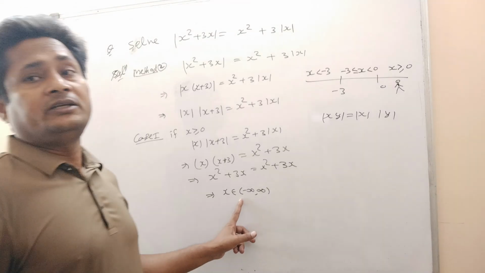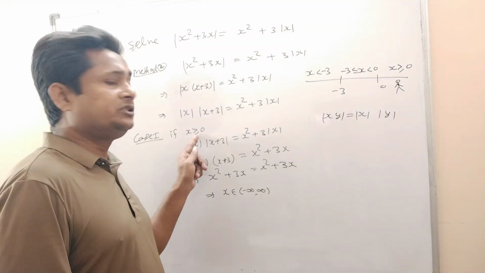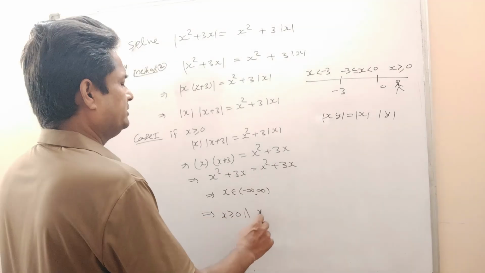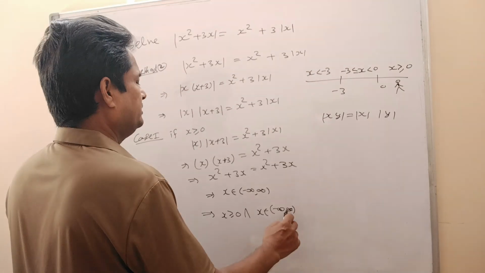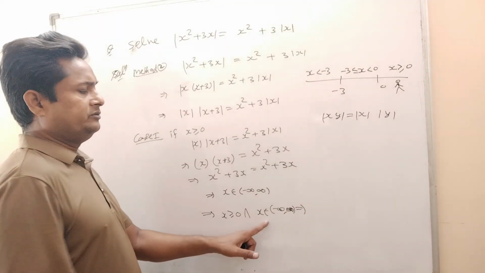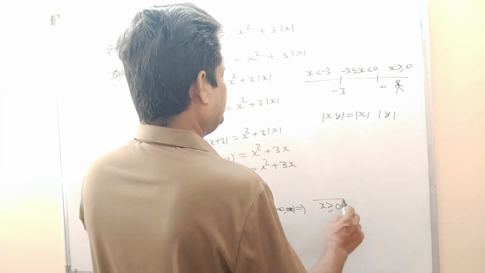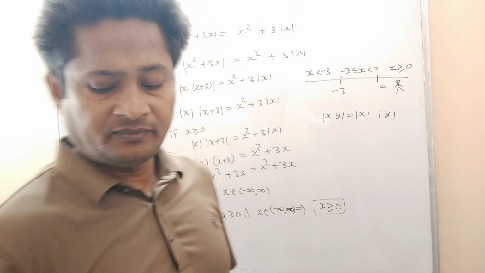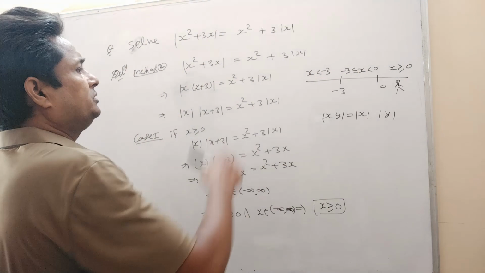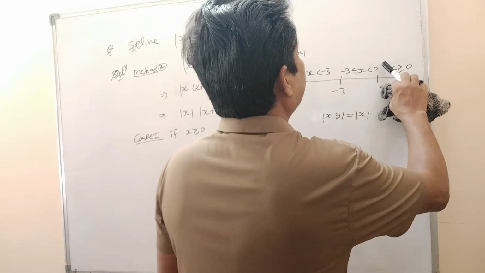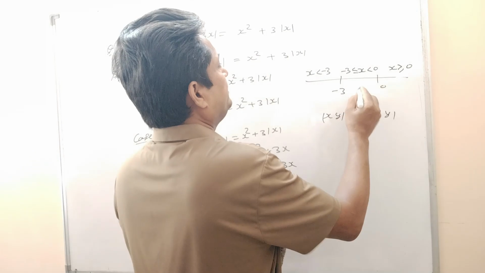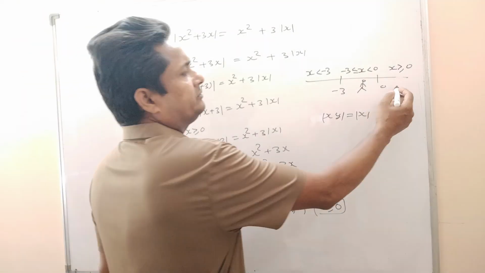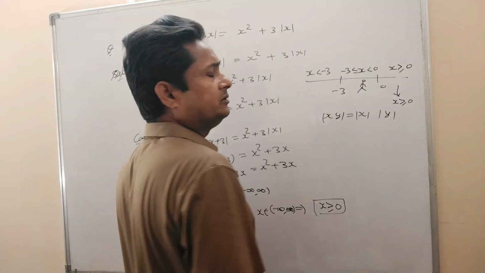Now we have to take intersection between the solution and the condition. Condition is x greater than or equal to 0, intersection x belongs to minus infinity to infinity. So if we take intersection between these two, answer will be what? X greater than or equal to 0. So this is the answer for this region.